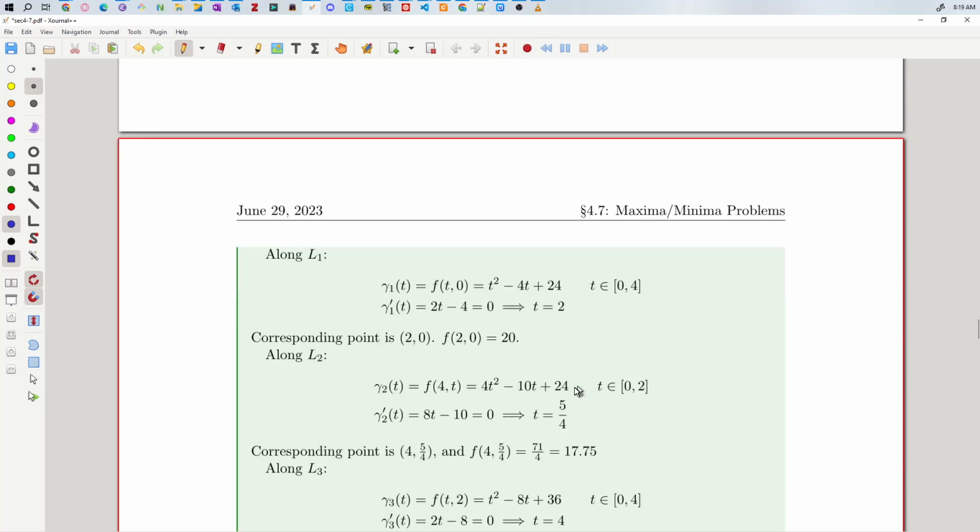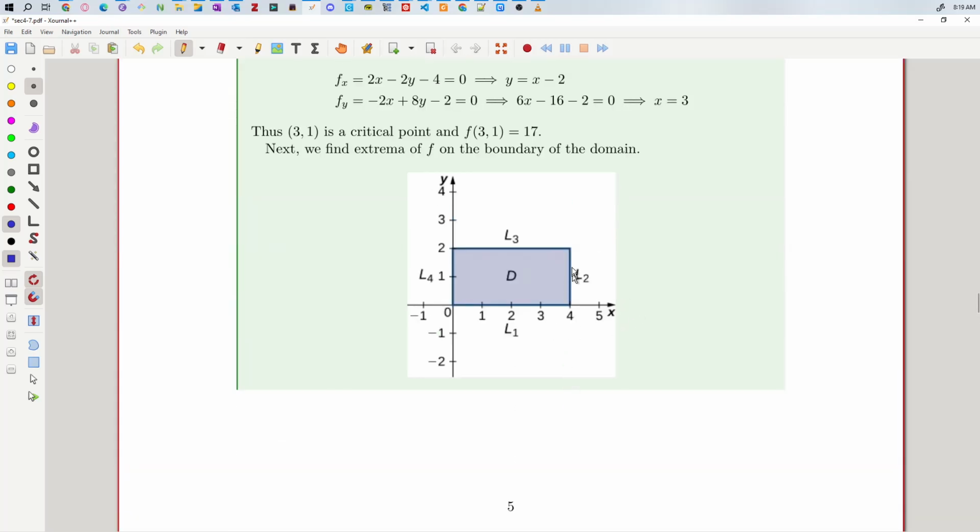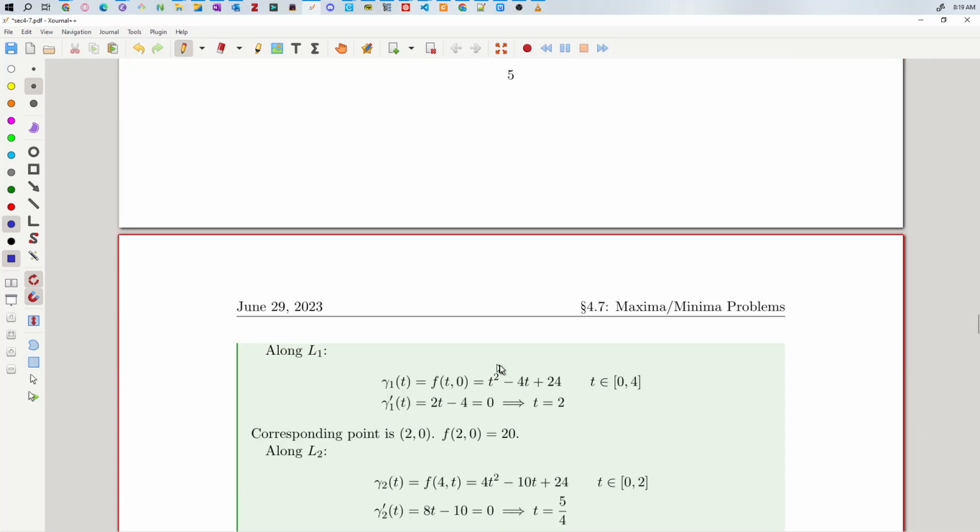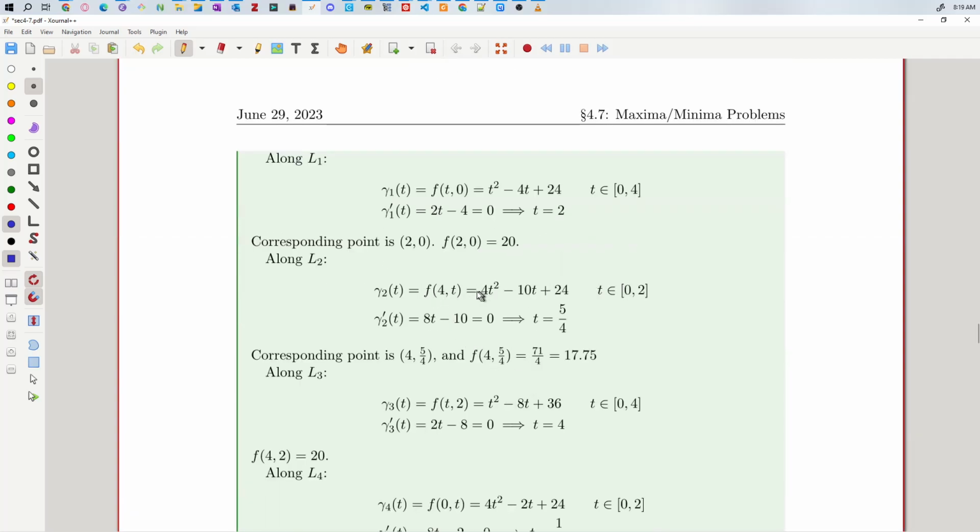Along L2, the x-coordinate is constantly 4. The y-coordinate varies from 0 to 2, and that's what we have here. When you plug it into the function f above, some terms disappear, and you're left with this. Take the derivative, set equal to 0, and solve. You get t is equal to 5/4. That gives you the boundary critical point (4, 5/4).